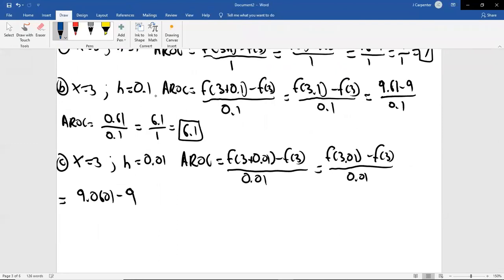Minus 3 squared is 9 still. Then divide that by 0.01. Subtracting the top gives you 0.0601 divided by 0.01.